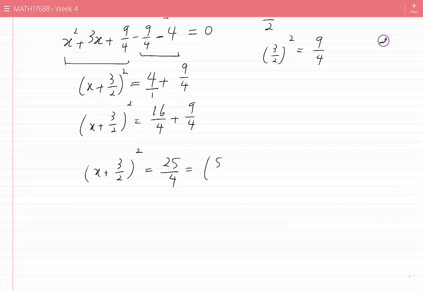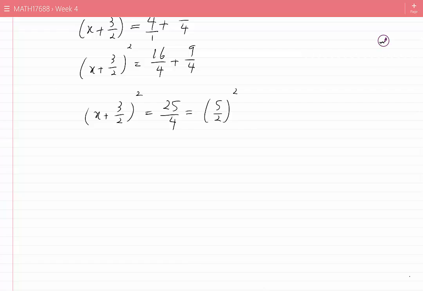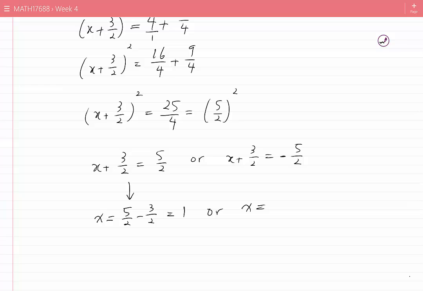25 over 4 is actually (5 over 2) squared. That tells us that x plus 3 by 2 is equal to 5 by 2, or x plus 3 by 2 is equal to minus 5 by 2. Once again, we are dealing with 2 linear equations. The first linear equation, if solved, would give us x to be equal to 5 by 2 minus 3 by 2, which is 1. And the second equation would give us x to be equal to minus 3 by 2 minus 5 by 2, and that's minus 8 by 2, which is minus 4. So at the end of the day, we know that the roots are either 1 or minus 4.